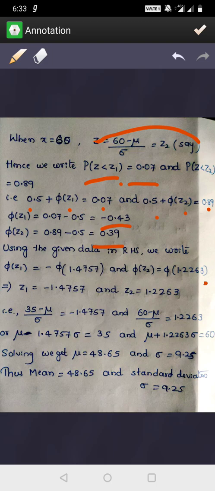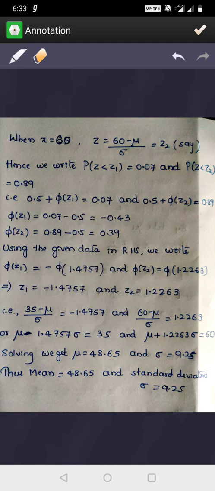Using the given data, we write on the RHS, 0.43 corresponds to 1.4757. So phi of z1 will be phi of minus 1.4757 and phi of z2 will be phi of 1.2263. Then z1 will be minus 1.4757 and z2 will be 1.2263.